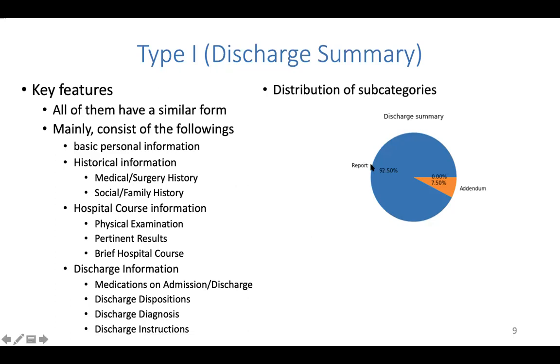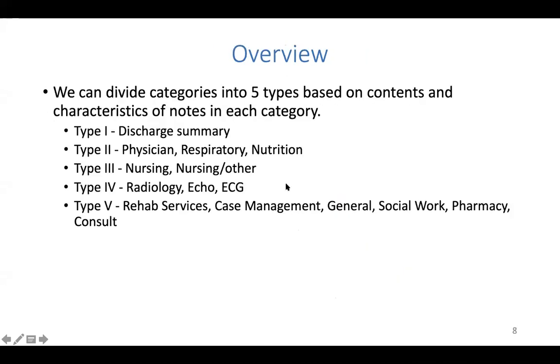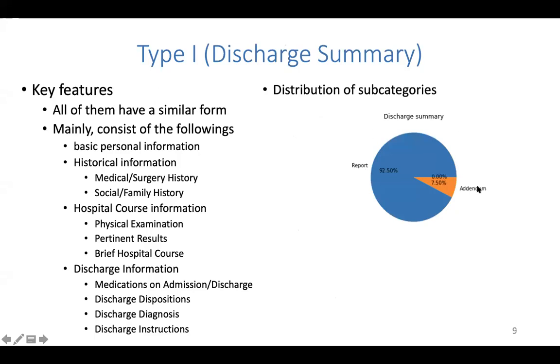So distribution of subcategory. What I mean by subcategory is actually the description column. So category, we're talking about discharge summary category. And then under this discharge summary, there are two descriptions, which are report and addendum. So report is just the report itself, and addendum is what is added to the report after the report was generated. So the report is generated, and then it is stored in the database, which is note events.